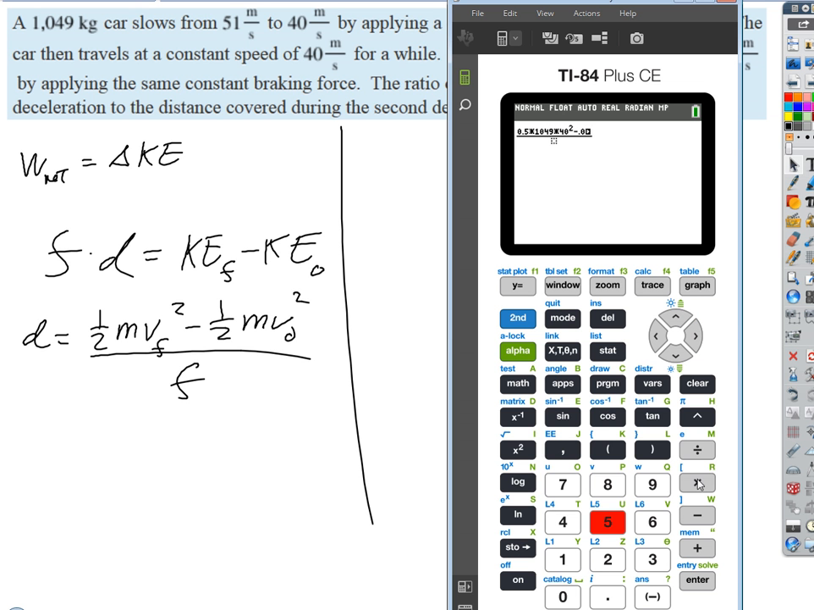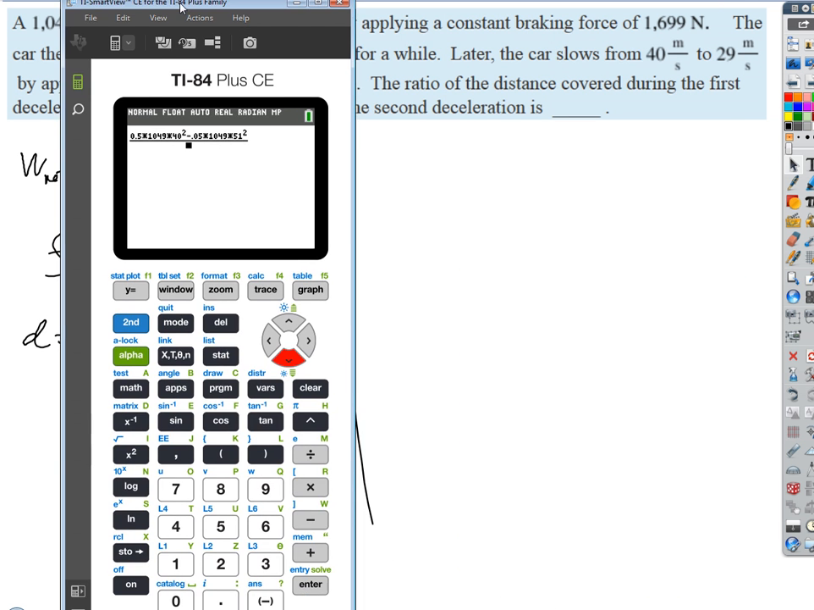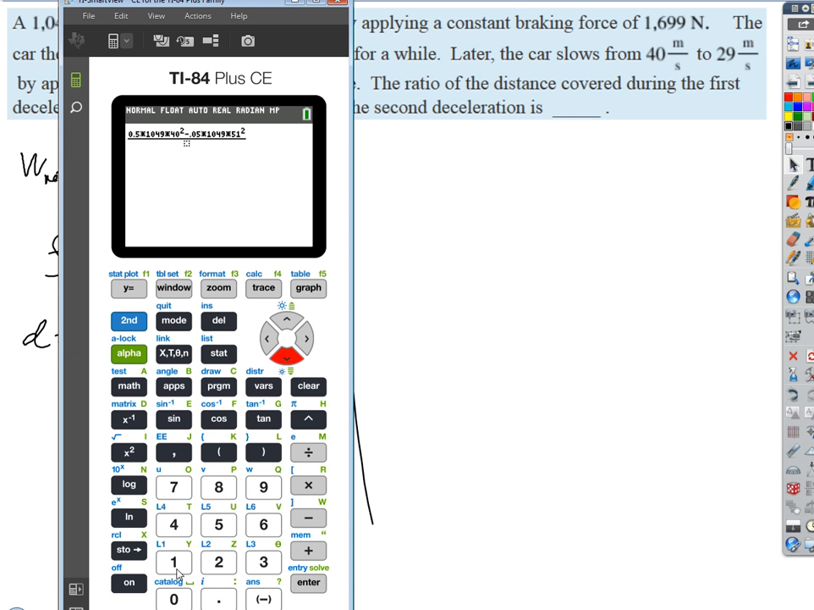So my house is 51 squared. That should get, save that. Divided by, what was our force? 1699. Everything's standard units, right? So there's the distance that they covered during the first deceleration, right? Yeah. Do we agree? 413 kilometers?